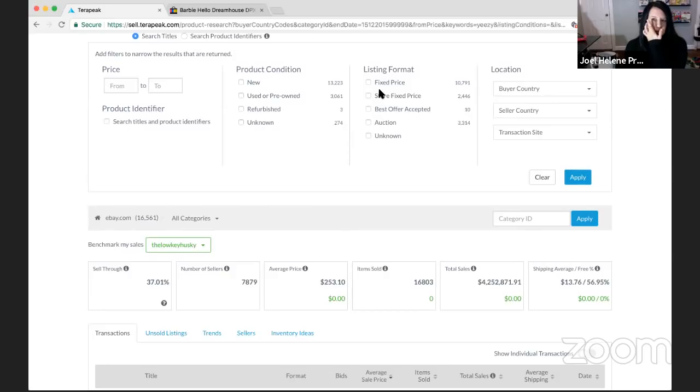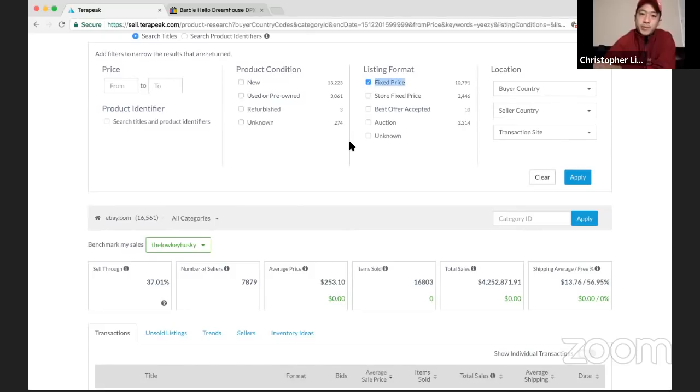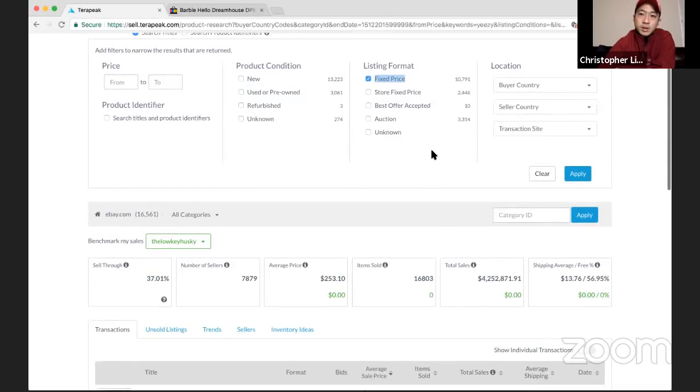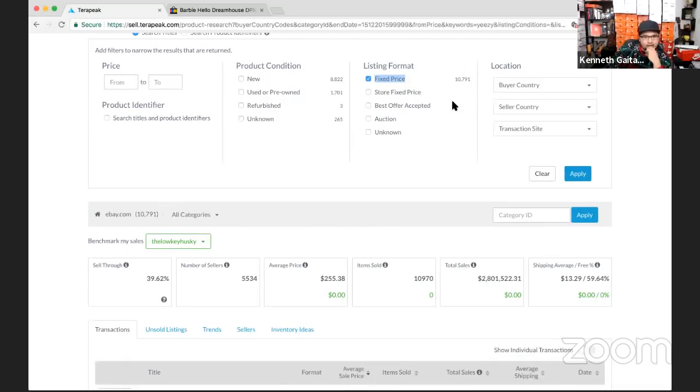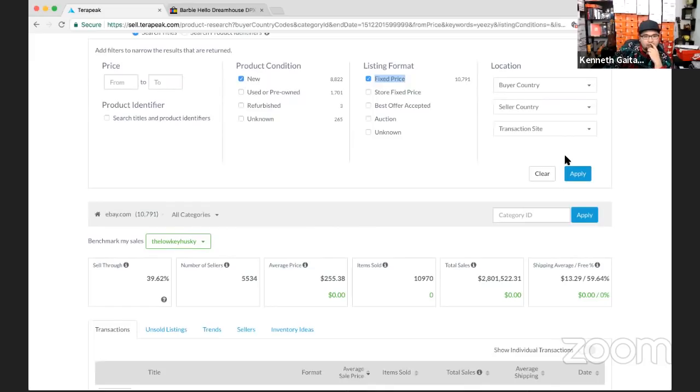37% sell-through rate, 253 average sale price. Chris, you might want to click fixed price. That's what's skewing and messing with the ASP. Okay, try apply. What? That's not right. 255. Try new. Click new and product condition. That's not right. Too low?